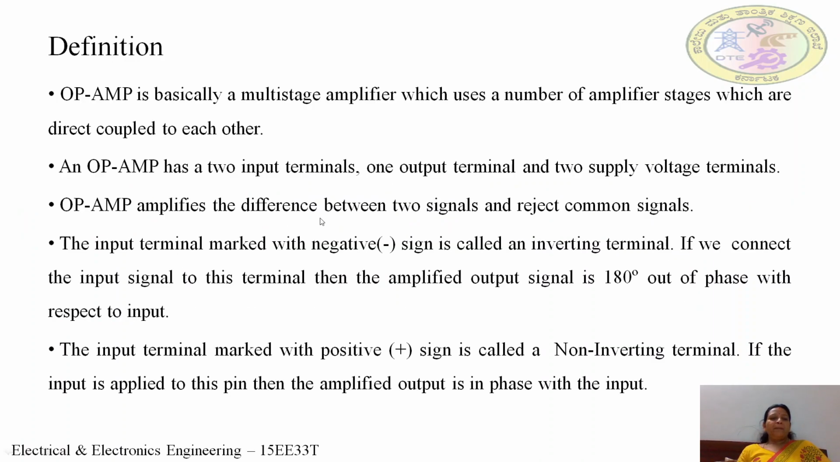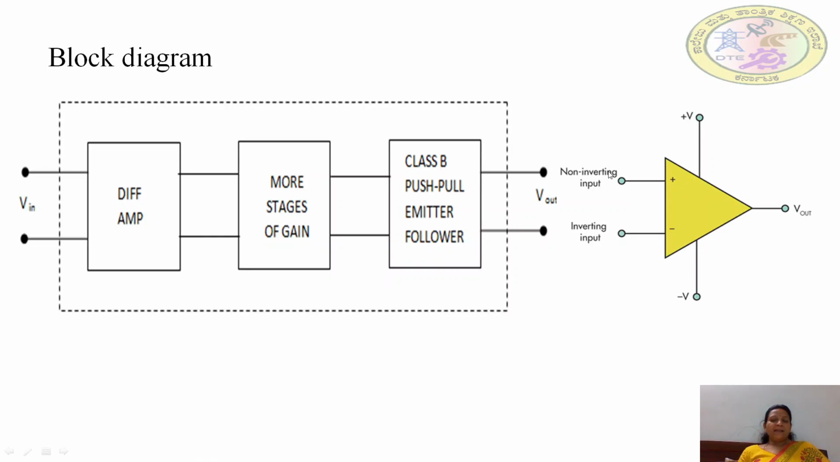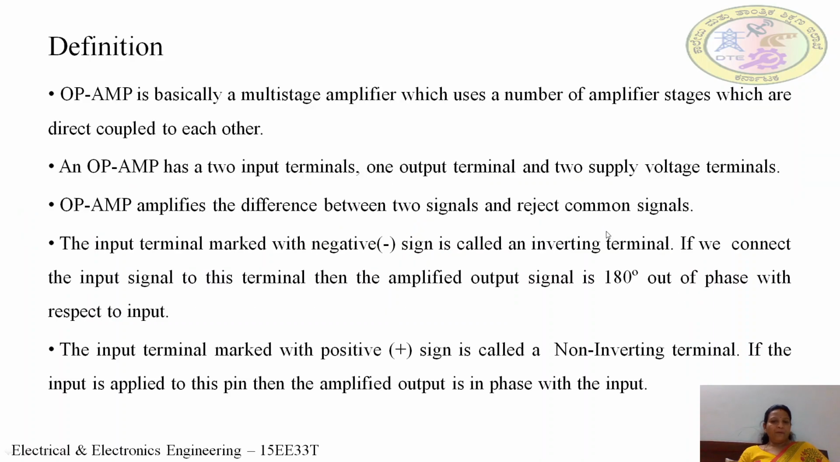The op-amp amplifies the difference between the two signals and rejects common signals. Since we have two inputs, one non-inverting and one inverting, the difference of the voltages applied to the two terminals is amplified. The common voltages are all rejected. They are rejected by the amplifier. Only the differential voltage is amplified by the amplifier.